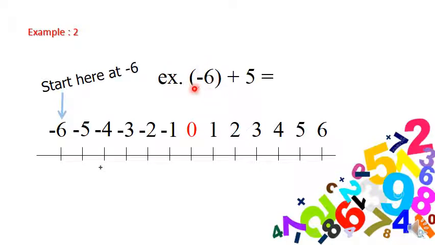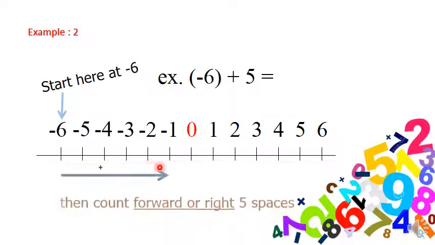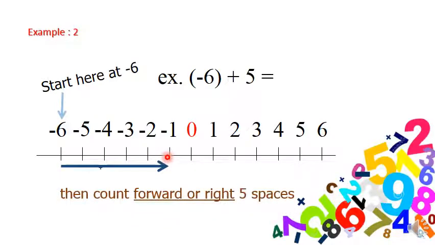As usual, we start with the first number, which is minus 6. And we are adding 5. So go to the right 5 steps. If I'm adding, I go to the right. If I'm subtracting, I go to the left. So go 5 steps to the right. 1, 2, 3, 4, 5. So the answer will be negative 1.